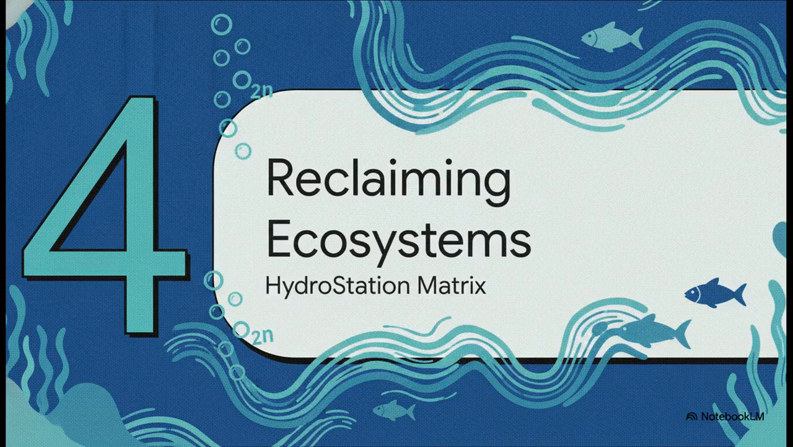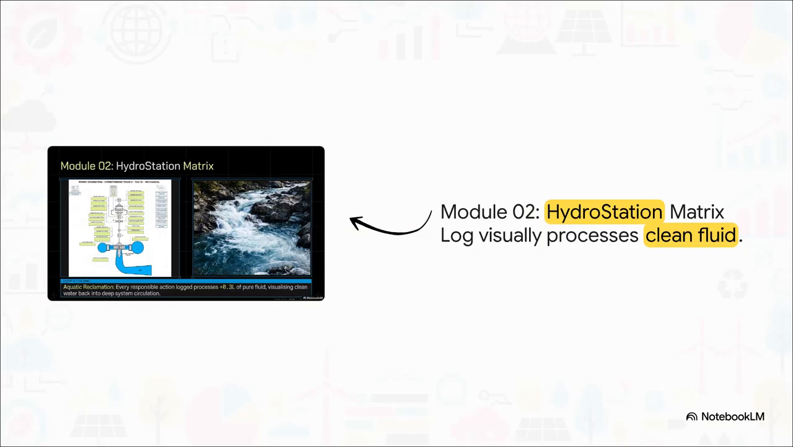Okay, part 4. Reclaiming aquatic ecosystems. Module 02 is the hydrostation matrix. This interface actually simulates the massive amount of energy required to purify industrial chemical washouts before they ever hit our water grid. As we know, when chemical runoff leaks into aquatic reservoirs, it causes these devastating oxygen crashes that permanently destroy local reefs. So what this matrix does is visualize the sheer effort needed to reverse that kind of damage.